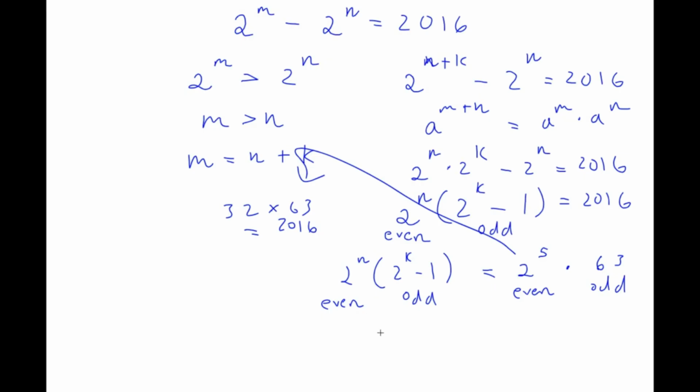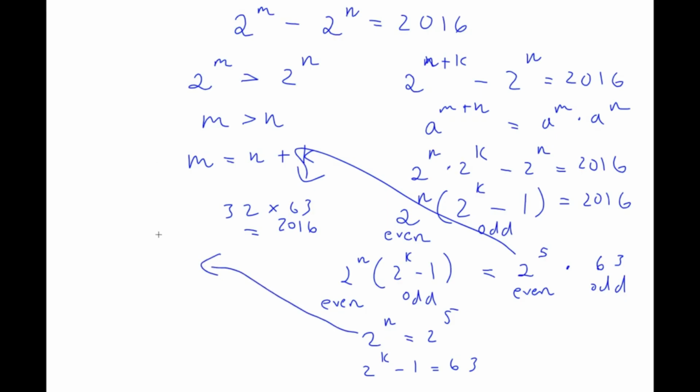Now this gives us two equations. We have 2 to the power of n is equal to 2 to the power of 5, and 2 to the power of k minus 1 is equal to 63. What I essentially did was I set the even numbers equal to each other, and I set the odd numbers equal to each other.